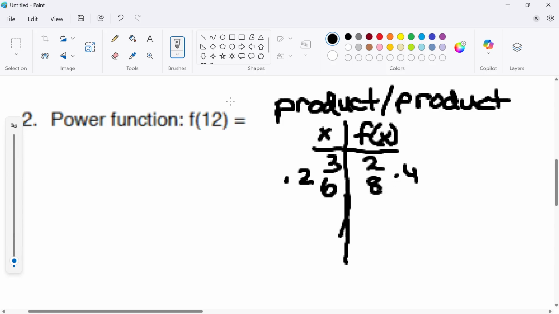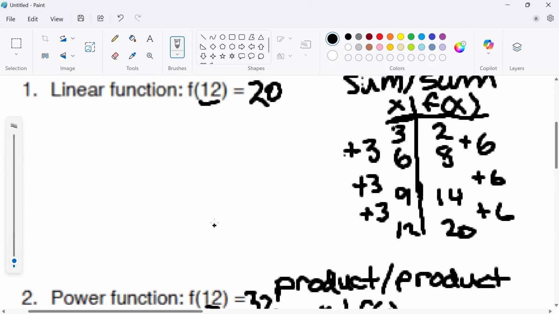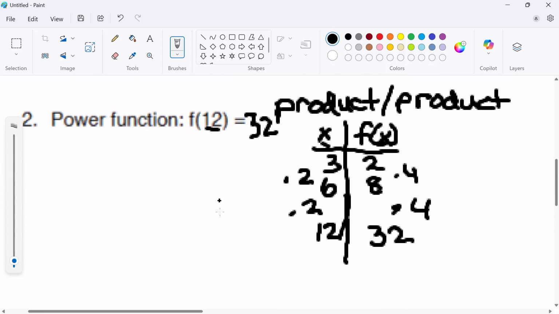I'm using a dot for multiply instead of a cross, because I don't want to get confused with the x's in the formula or the equation. All right, so I'm going to keep multiplying. 6 times 2 is 12. That's what I need here, f of 12. 8 times 4 is 32. So f of 12 equals 32 for the product. And I think it says show your work. Yeah, show your work, so I'm showing my work.